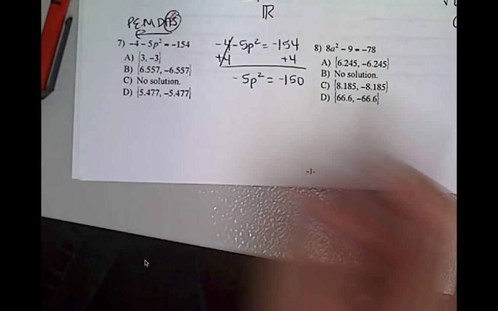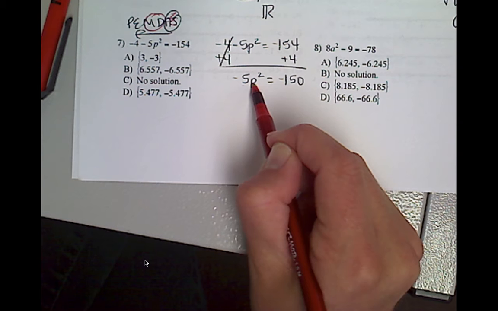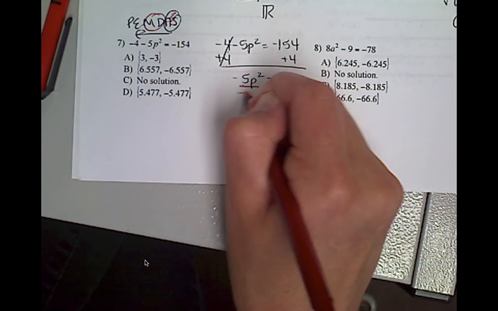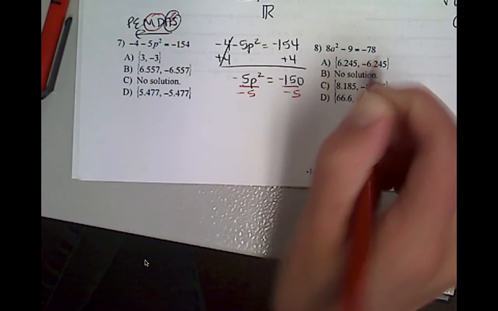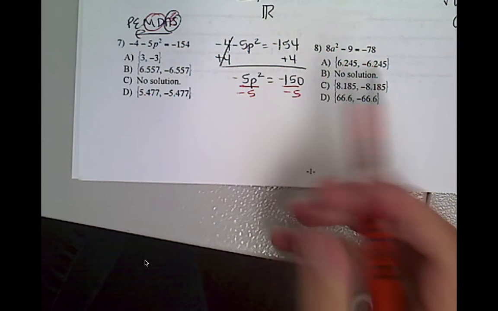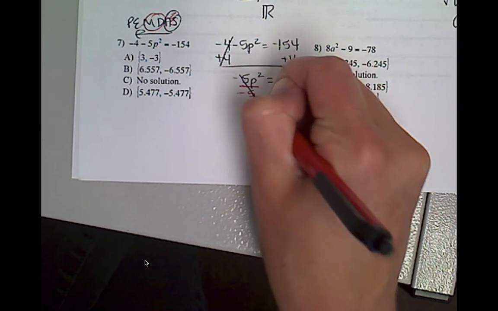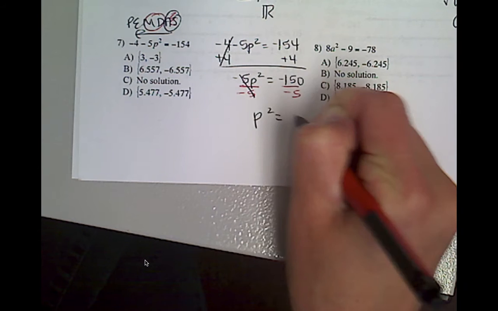We've taken care of addition, subtraction, and next is multiplication, division. I see that negative 5 is multiplying by p squared, so I'm going to do the opposite of multiplying, which is divide. And yes, that's a negative 5 multiplying, so you need to divide by a negative. That's going to change your answer if you divide by a positive, okay? It's the number that's multiplying by p squared. Those divide evenly, or cancel, and you're left with 30.